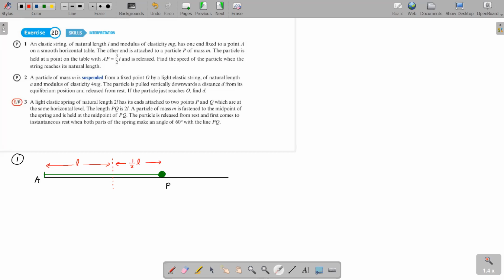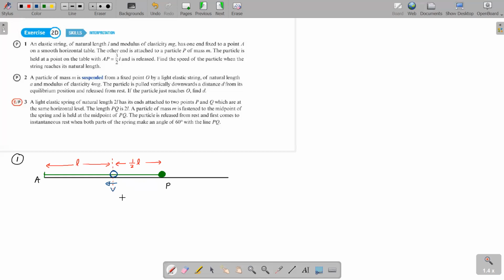And then they're asking you, okay, you're releasing the particle from here. Find the speed of the particle when the string reaches its natural length. You release the particle at this point and they want you to find the speed with which this object reaches its natural length. You do realize the moment you release it, it's going to accelerate, right? We learned how to calculate that initial acceleration in the previous section. So it is going to accelerate and come towards the center, and when it comes to the natural length, they are asking you to find the speed at this point.